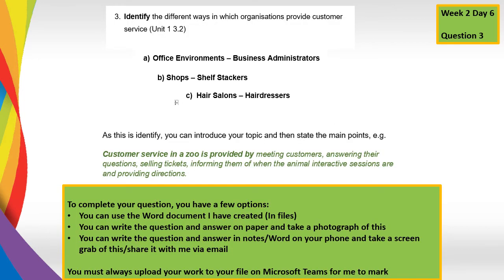So for question 3, I would like you to identify the ways that different organisations provide customer service, and you're going to have a look at office environments, business administrators, shops with shelf stackers, and hair salons with hairdressers. Because this is identify, you need to introduce your topic and then give the main points. I've given you an example in green here. So customer service in a zoo is provided by meeting customers, answering questions, selling tickets, and informing them when the animal interactive sessions are and providing directions. Please pause this video whilst you complete this question.